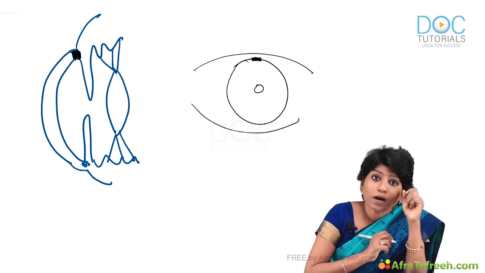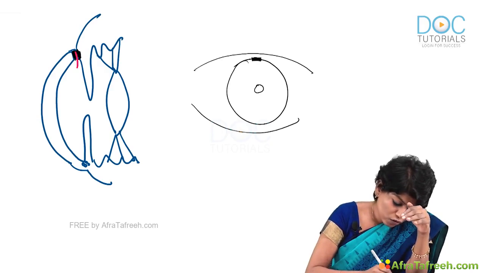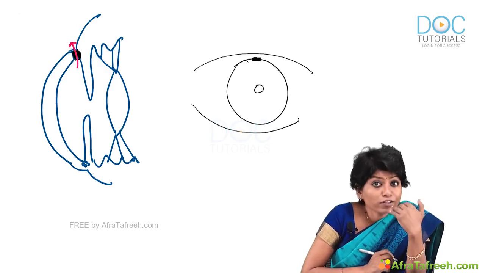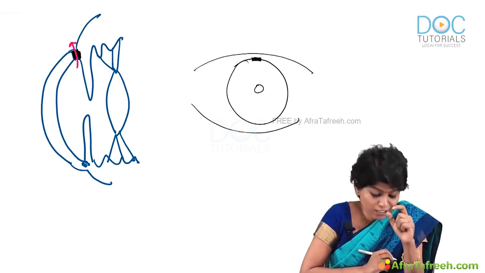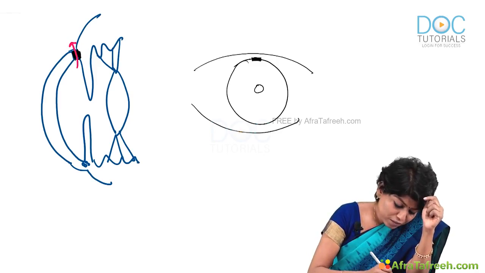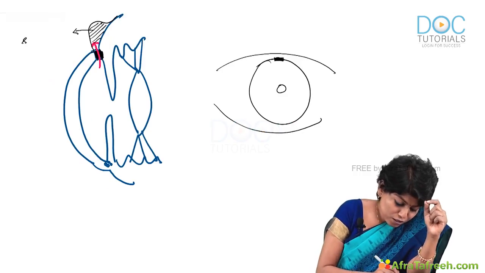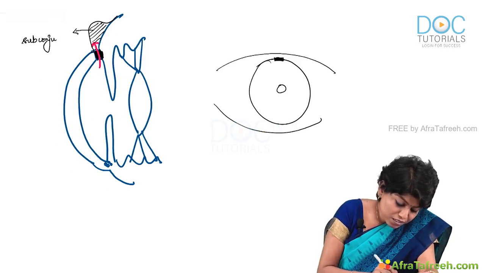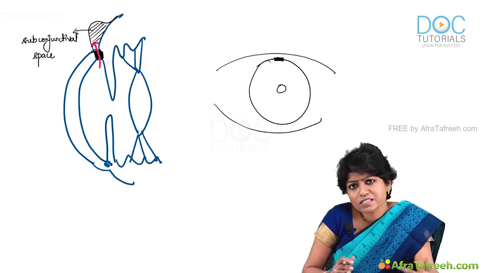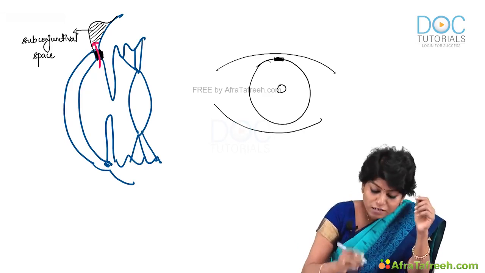So, when I remove this, what happens? The aqueous faces lesser resistance and it is going to come out, because I am going to make a full thickness resection. So, when it comes out, where does it drain? It is going to lift up the conjunctiva and get accumulated here, that is in the subconjunctival space. And then it gets absorbed into, as always, the episcleral veins and the conjunctival veins.